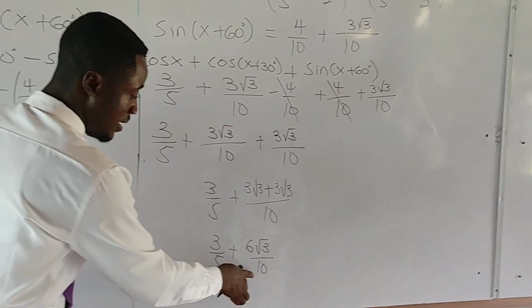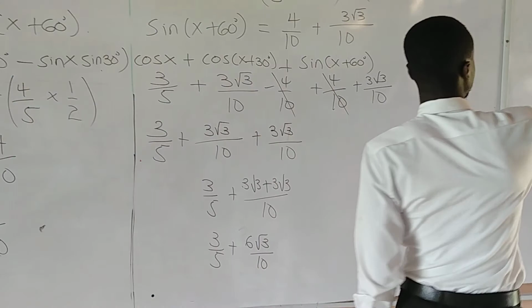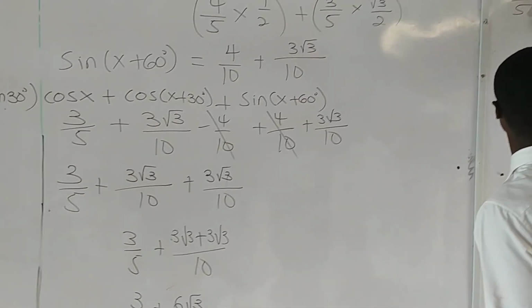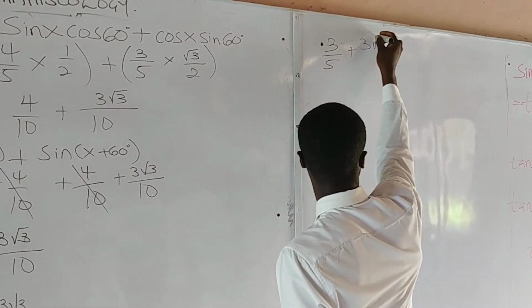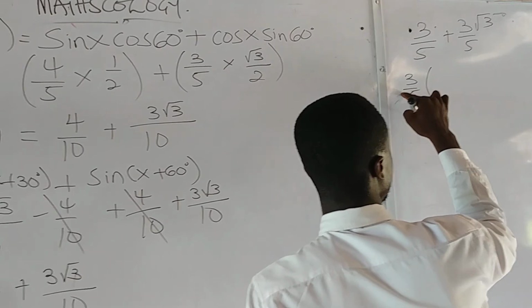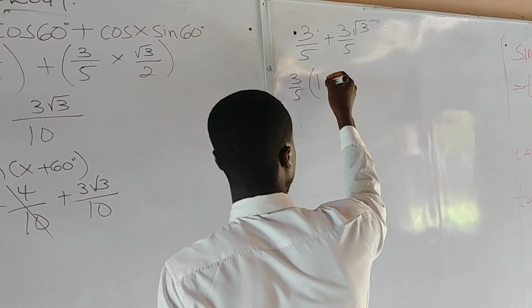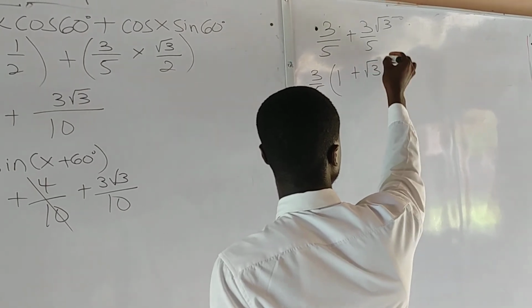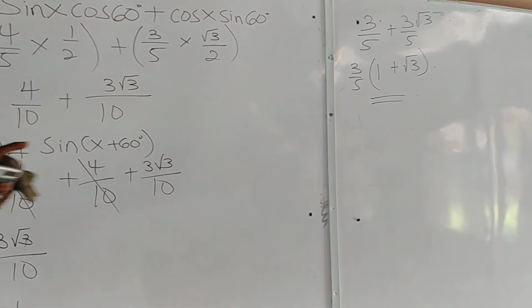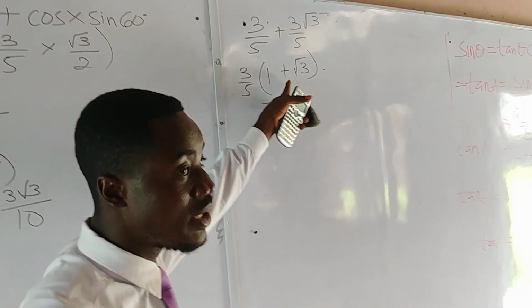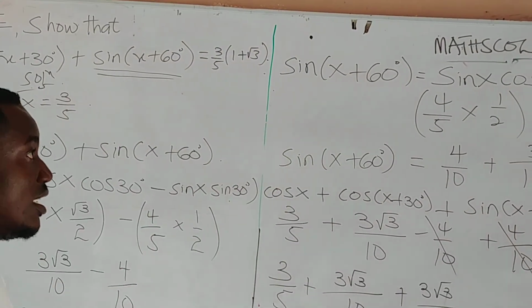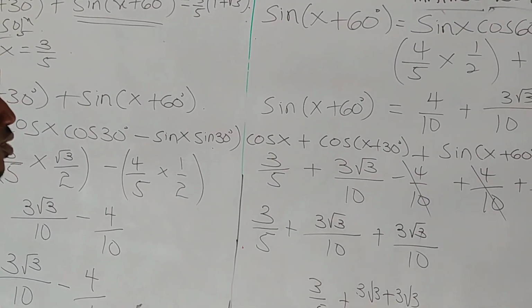2 can go into 6 and at the same time can go into 10. So we have 3 on 5 plus, 2 goes into 6, 3 root 3 on 5. Now let's factor 3 out of 5 out. 3 out of 5 goes into 3 on 5, 1 plus root 3. Now we say that since this expression gave us 3 out of 5 bracket 1 plus root 3 and it's the same as this, you can say that the expression is valid or has been proved. So please take note.